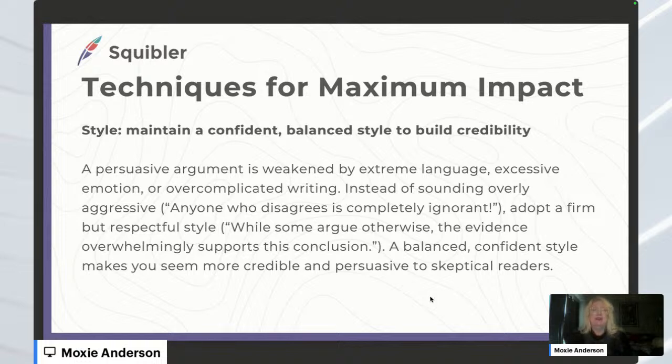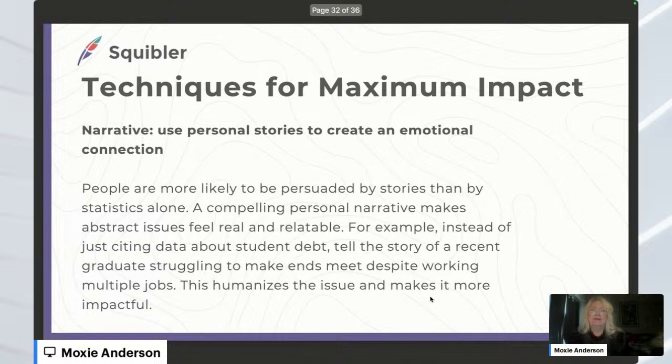Maintain a confident, balanced style to build credibility. A persuasive argument is weakened by extreme language, excessive emotion, or overcomplicated writing. So instead of sounding overly aggressive, something like "Anyone who disagrees is completely ignorant," adopt a firm but respectful style. "While some argue otherwise, the evidence overwhelmingly supports this conclusion." That's a lot kinder to your critics, and it also won't alienate your readers. A balanced, confident style makes you seem more credible and persuasive to your skeptical readers.